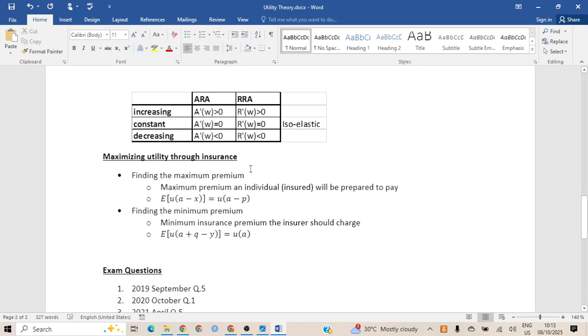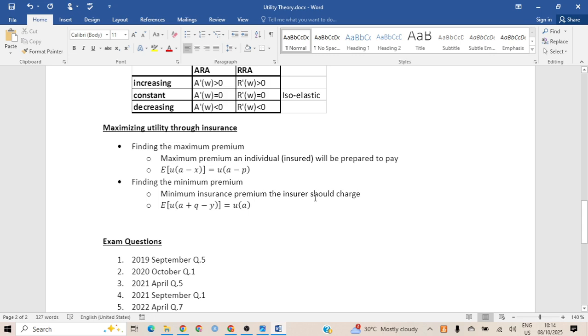From there, we'll go to looking at maximizing utility through insurance. There are two perspectives to look at this from. The first one is finding the maximum premium. This is the maximum premium an individual, the insured person, will be prepared to pay, and it is given by this formula. The second one is the minimum premium the insurance company, the insurer, should charge the prospective customer, and it is given by that formula. So take notice that when the examiner asks for maximum premium, we are looking at it from the individual's perspective, the insured person's perspective. And when the examiner asks about the minimum premium, we are looking at it from the insurer's perspective.